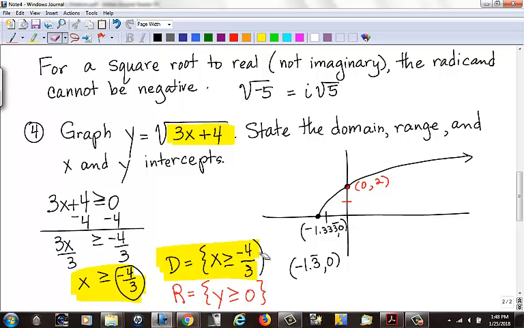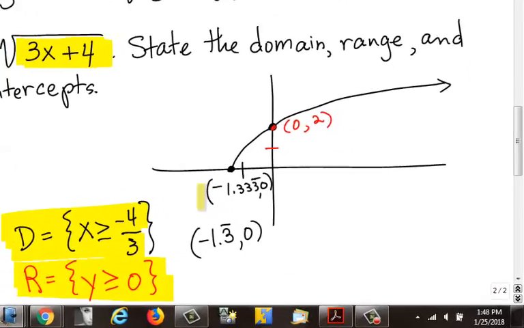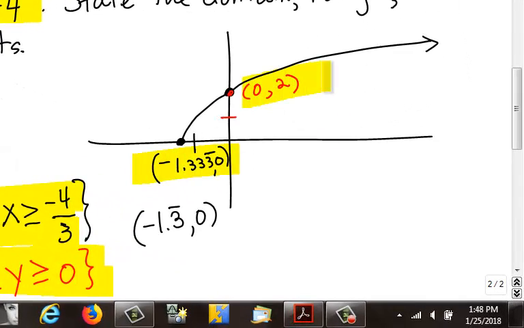Oh, I need to change this, sorry. This ought to be a brace. That's my fault. So there are 4 answers on there: the domain, the range, the x-intercept, the y-intercept, and we're done. Questions on that one? So if they say what's the domain, what do you do first? Set that radicand greater than or equal to 0, solve for x. And the rest of it you're basically going to do on your calculator. Everybody good with that?